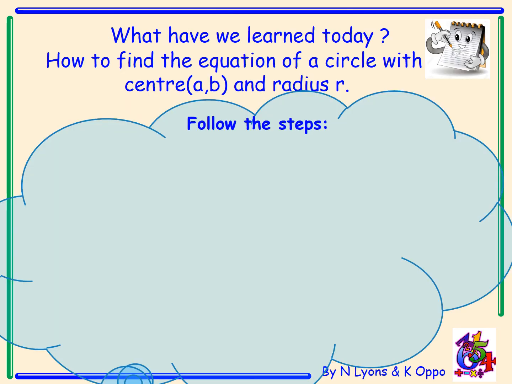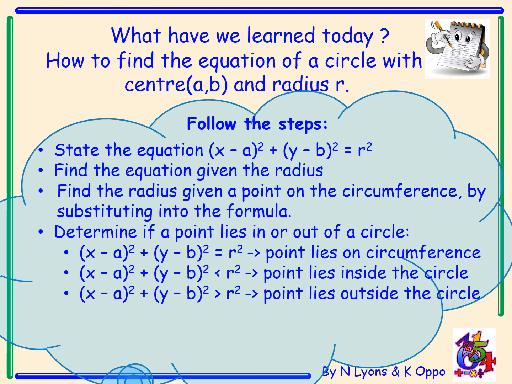So what have we learned today? Today we've learned how to find the equation of a circle with centre (a, b) and a radius r. We are given the general form of this in the formula sheet in the exam, which is (x minus a) all squared plus (y minus b) all squared equal to our radius squared. We can use this to find the equation of a circle if we know the radius. We can find the radius given a point on the circumference by substituting into the formula. And we can also determine if a point lies in or out or on the circumference of a circle.